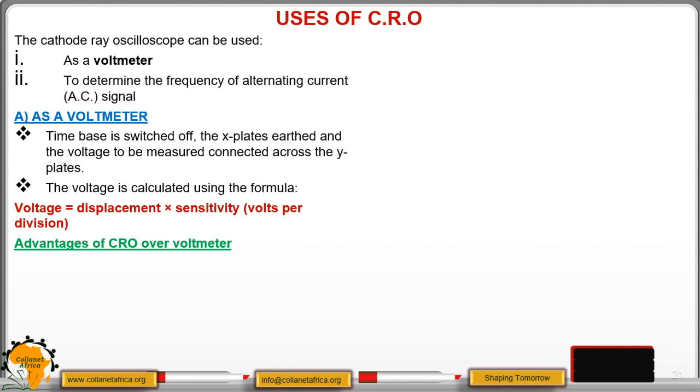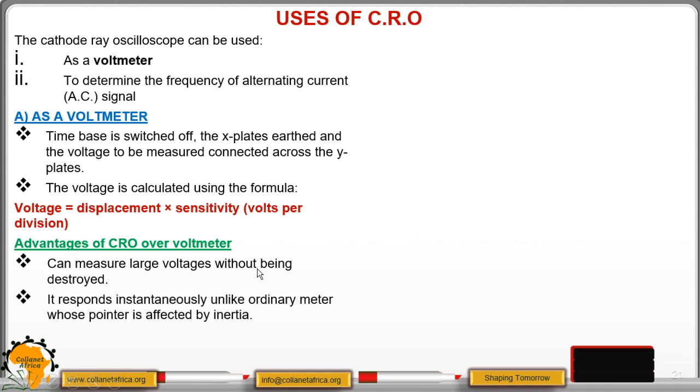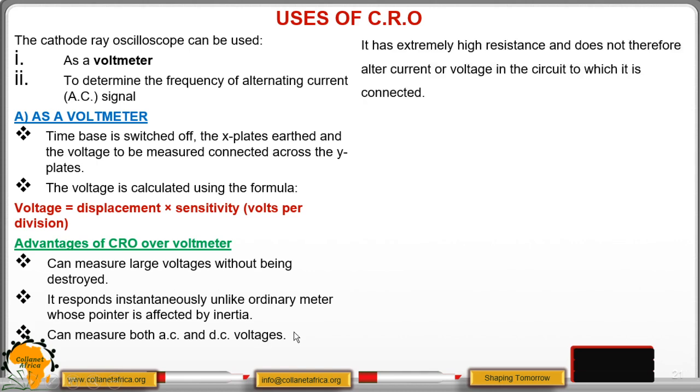Advantages of CRO over the common voltmeter. 1, it can measure large currents or large voltages without being destroyed. Number 2, it responds instantaneously. In other words, it does not take time. It can get the voltage at that instant, unlike the ordinary meters where the pointer is affected by inertia. Then it can measure both AC and DC voltages. It has extremely high resistance, and this means it does not alter current or voltage in the circuit to which it is being connected.